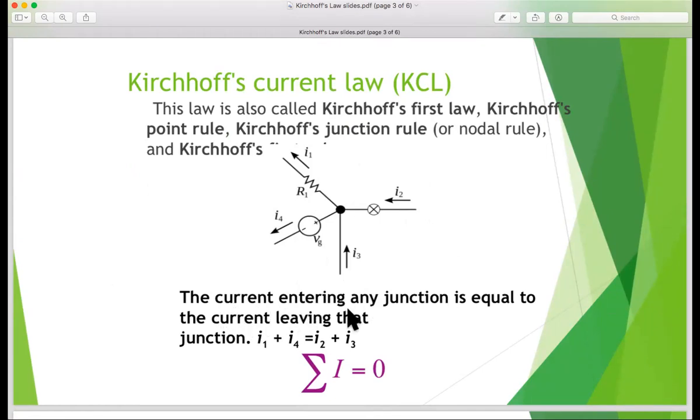The current entering any junction is equal to the current leaving that junction. In this case, entering is I2 and I3, and leaving is I1 and I4. Or actually, total I equals 0, I input minus I output equals 0. So I1 plus I4 equals I2 plus I3. That's it.